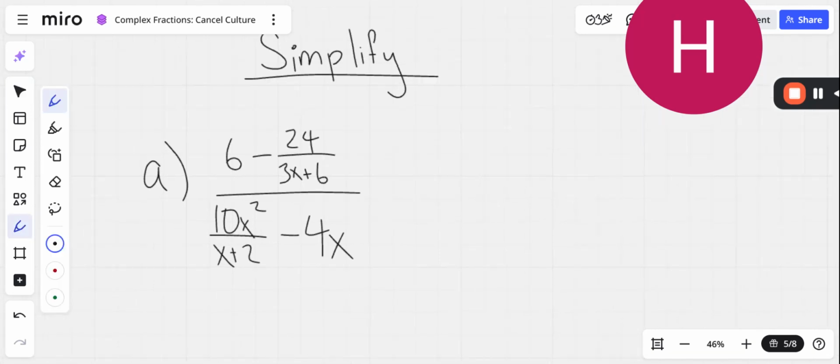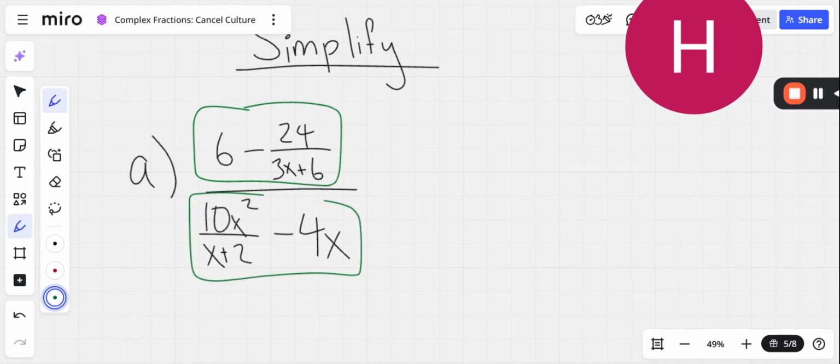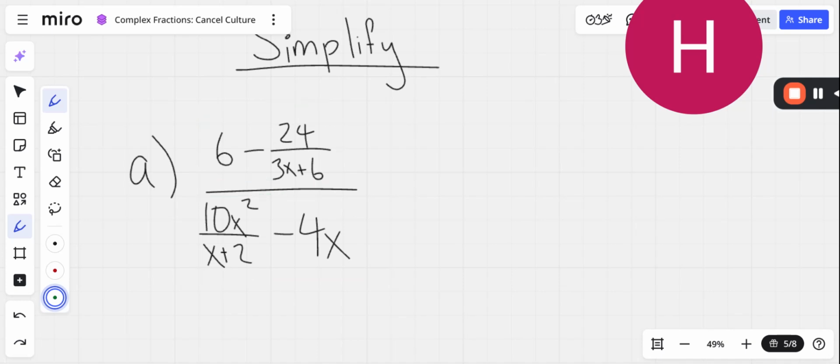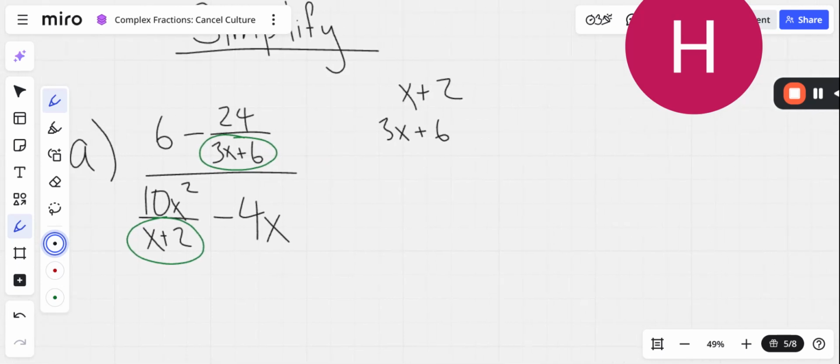Okay, let's get started. Well, a lot of students want to first fix the top, fix the bottom, sort of separately, and then we have this fraction on top of a fraction. But what I would like to do is I'd actually like to find the least common multiple of all of the denominators that you see, meaning this and this. So out of x plus 2 and 3x plus 6, we want to multiply by something on top and bottom, which will cancel those out completely.